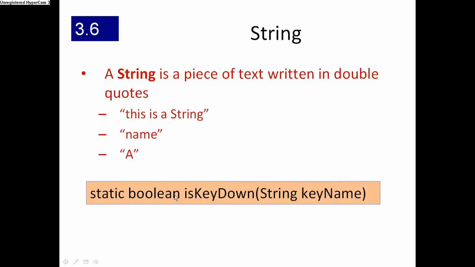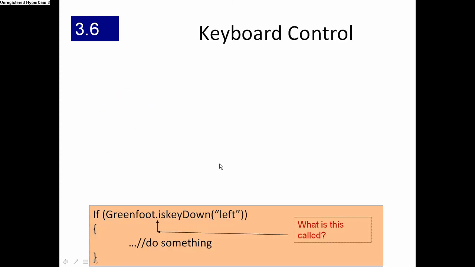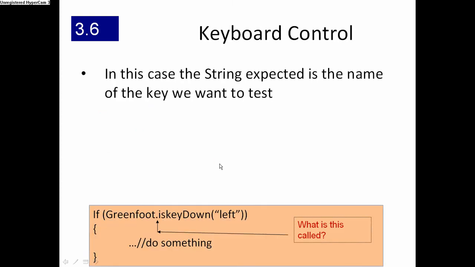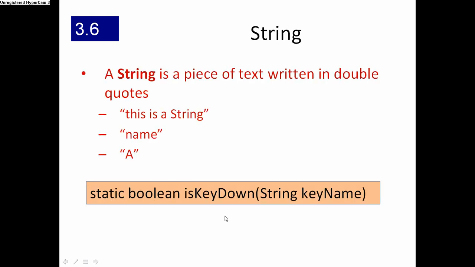Here's a method we could use to get keyboard control. In this case, the string is expected, so it says if Greenfoot isKeyDown. All right, let's go back. String keyName. So when we use this method, it's expecting the key name as what? As a string. So it's going to expect it in what?